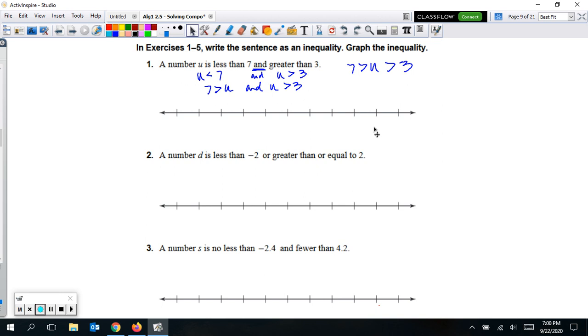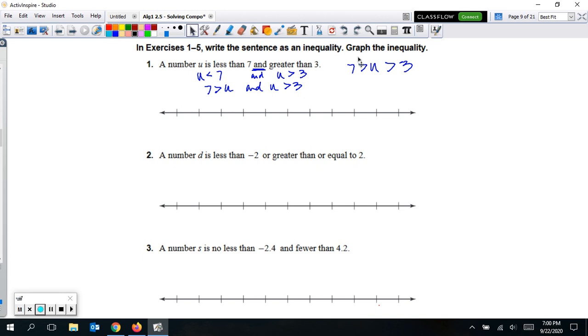Now the only thing we'd want to do at this point is when we're writing out this statement, it's always going to be best to go from smallest to largest, or least to greatest, because that's the way the number line is always going to go. It's going to go from left to right, smallest to largest. Well, 3 is smaller than 7. That really should go on the other side.